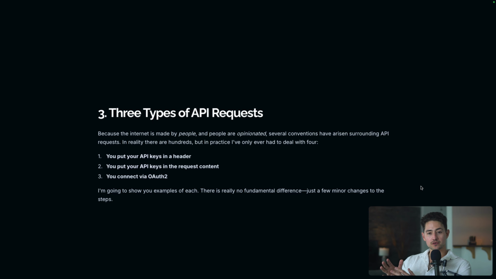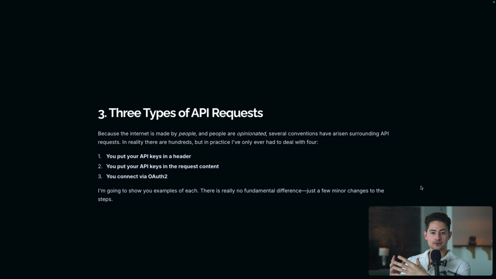Okay, we got a little bit more theory here, and then we're going to dive into the practical bit. There are 3 main types of API requests. Now I'm saying that because the internet is made by people, and people are very opinionated. Usually people will agree on something and then somebody later will come by and say, why the hell are they doing it like that? That sounds dumb. I'm going to invent my own thing.